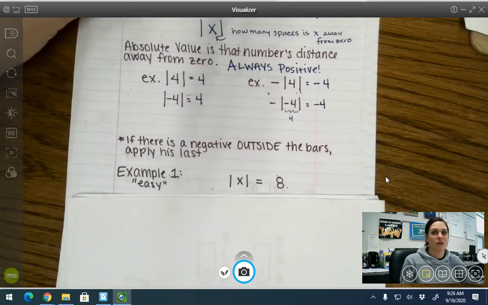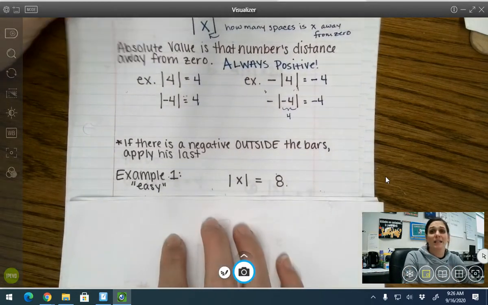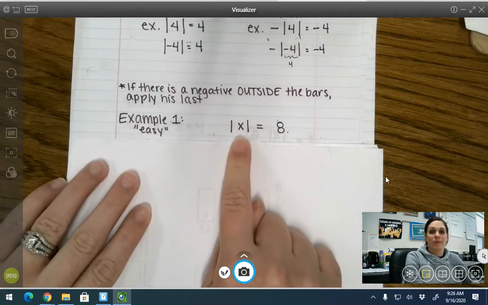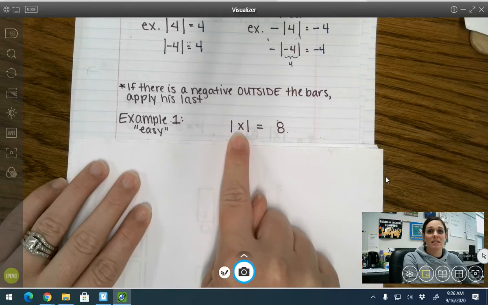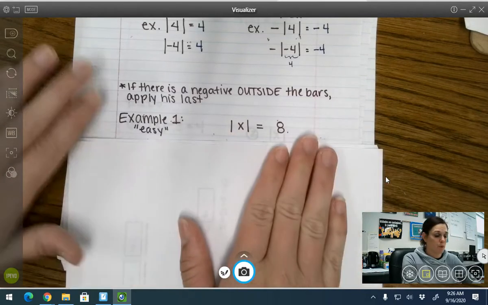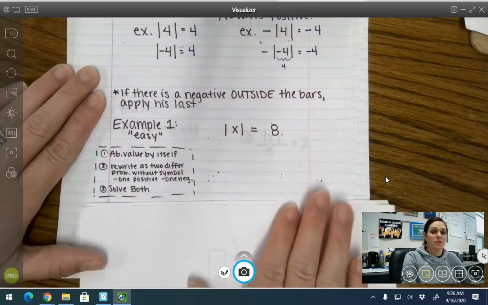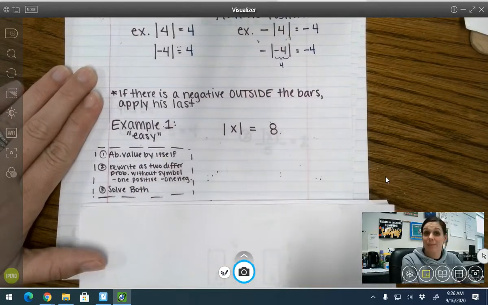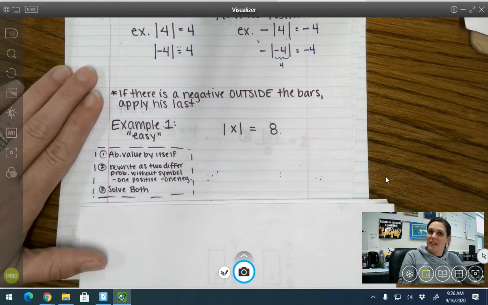All right, so this first one, we're going to call it easy. Easy means that it's just straightforward. X is what it is. There's nothing extra. It's just there. Okay, now there are 4 steps that we're going to be doing in all of these. It's the same steps every time, but at each level, you have to do more of them.